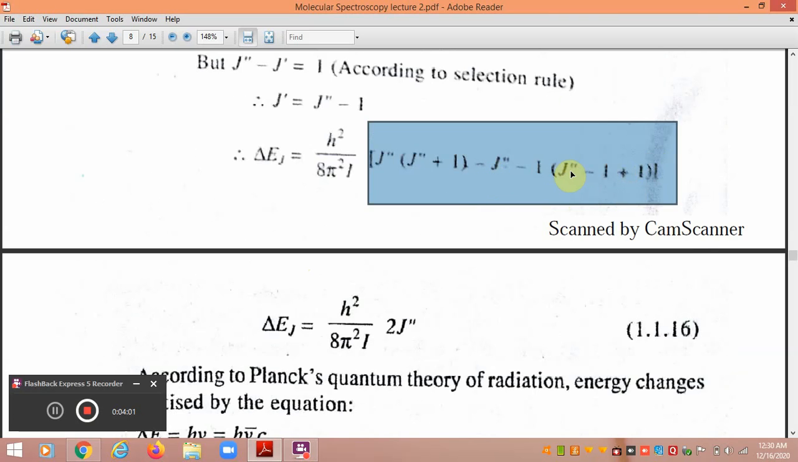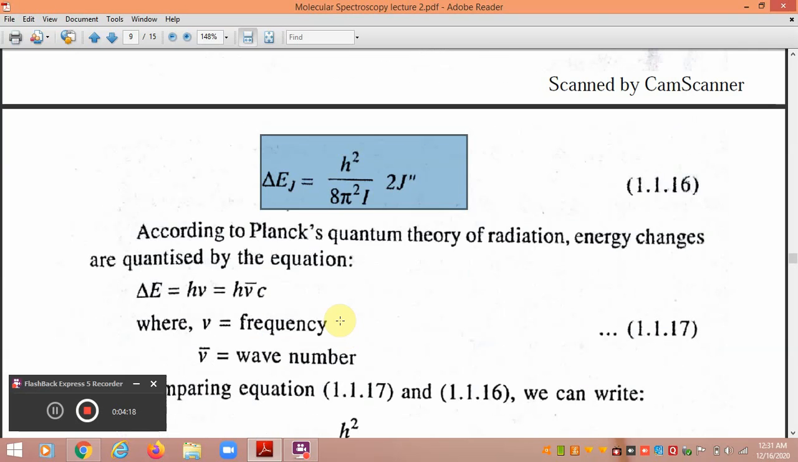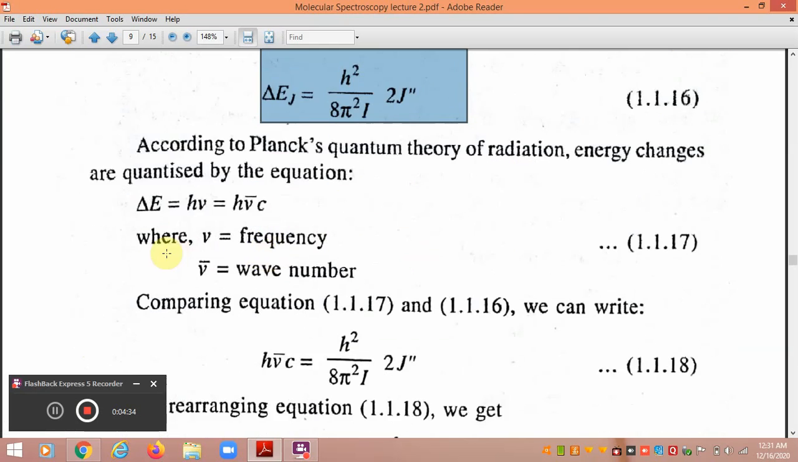and the J double prime square terms also cancel, leaving J double prime. So there will be only one equation: h square upon 8 pi square into I into 2 into J double prime. This is the energy difference between the two energy levels separated by delta E J. According to Planck's quantum theory of radiation, the energy changes are quantized by the equation.